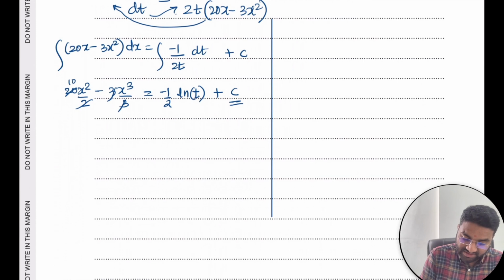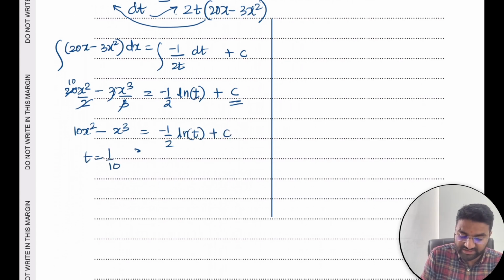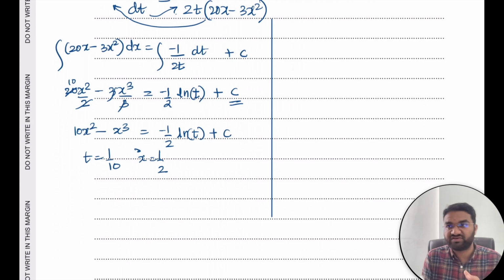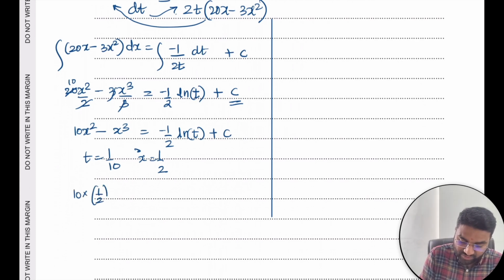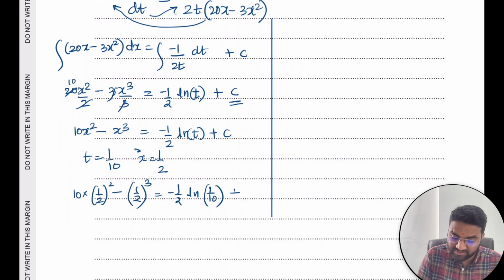So here the simplified form of the equation is 10x square minus x cube is equal to negative 1 upon 2 ln of t plus c. So t is equal to 1 upon 10, x is equal to 1 upon 2. Substitute these values. So it's 10 times (1 upon 2) square minus (1 upon 2) cube is equal to negative 1 upon 2 ln of the t value 1 upon 10, plus c.